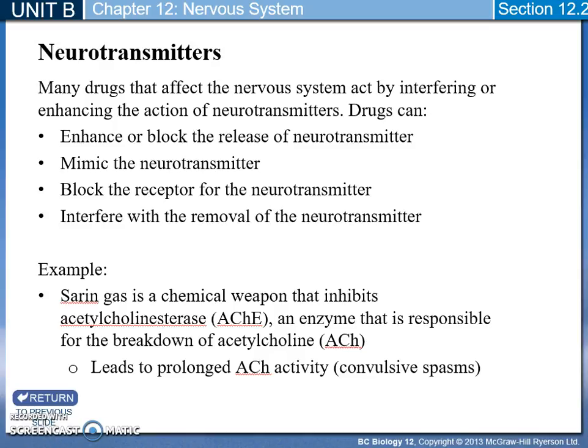So that covers the transmission of nerve impulses along the axons, and we will continue looking at the nervous system in some more of the videos.